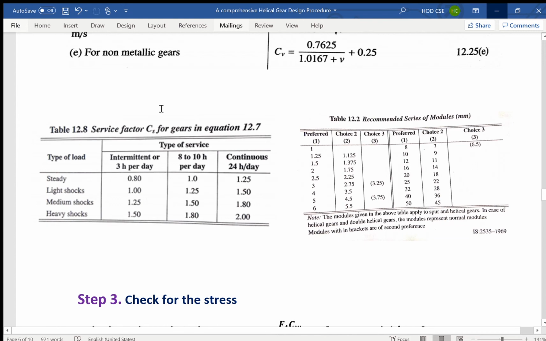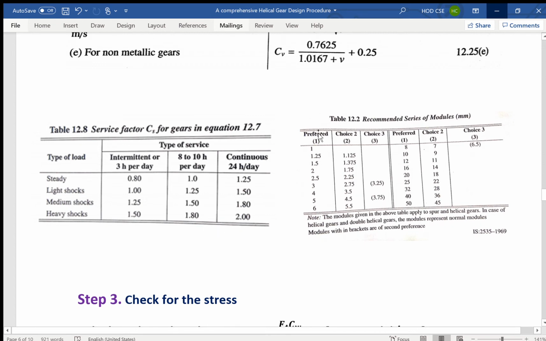And the service factor table Cs you are familiar with. For steady loads, 8 to 10 hours per day, Cs is 1, and if it is continuous 24 hours per day, it is 1.25. If it is intermittent or 3 hours per day, it is 0.80. If it is subjected to heavy shocks and intermittent or 3 hours per day working, 1.5 is the service factor. For 8 to 10 hours per day, it is 1.8, and for 24 hours per day it is 2.